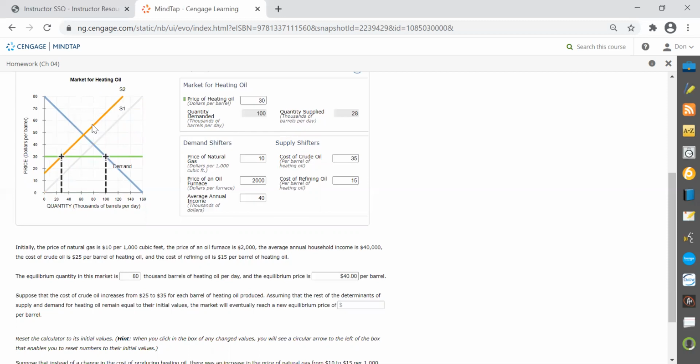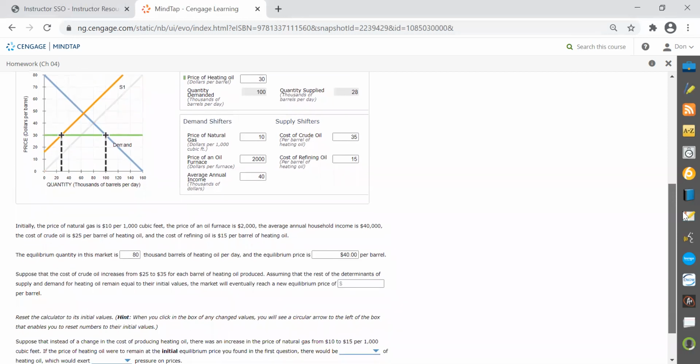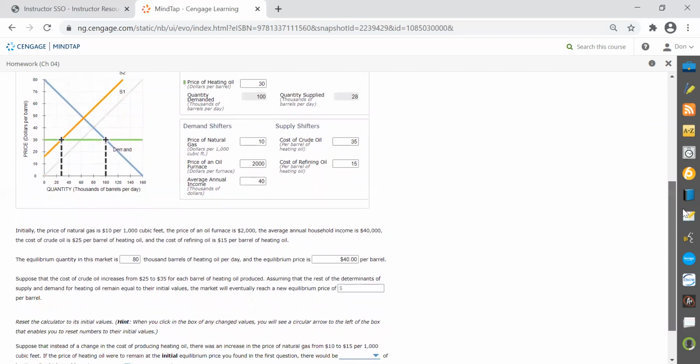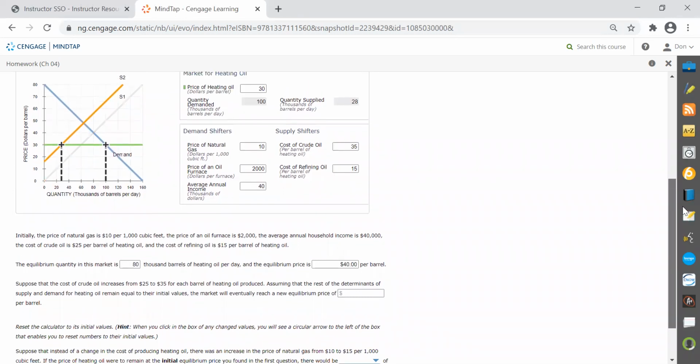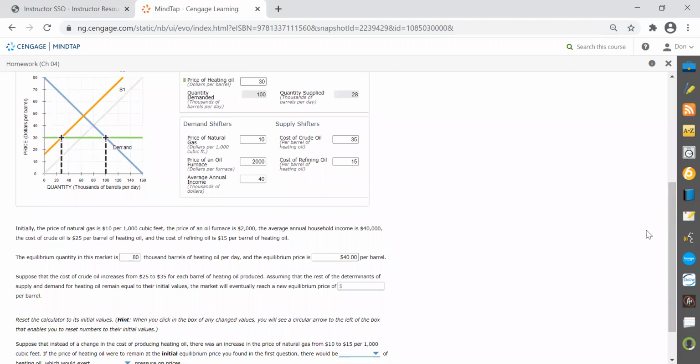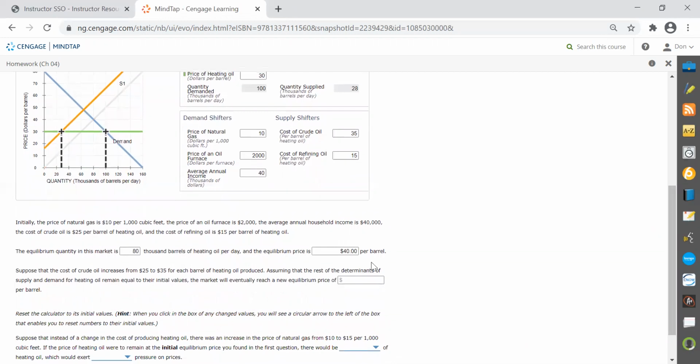It adjusted our supply curve up and to the left. Okay, yep, cost of crude oil, we're still good. And it says, assuming that the rest of the determinants of supply and demand for heating oil remain at their initial values, the new market equilibrium will be at a price of what?